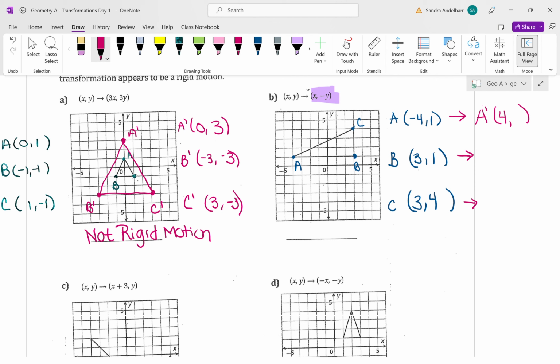What is the negation of a positive 1? Negative 1. So now our point is negative 4. That should have been a negative 4. Keep the x the same. Negative 4, negative 1. There is my A prime.